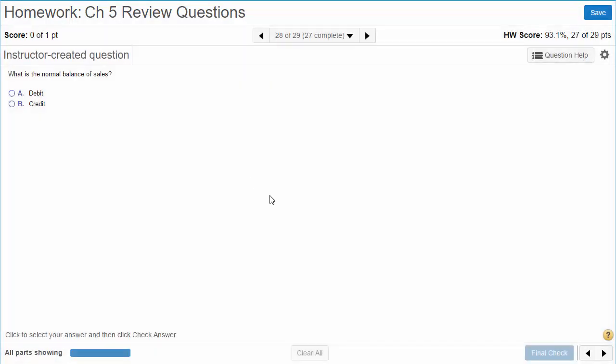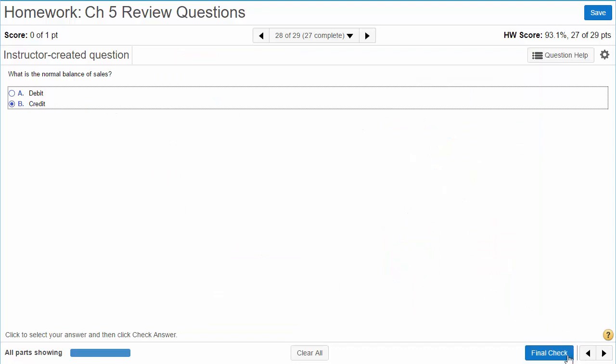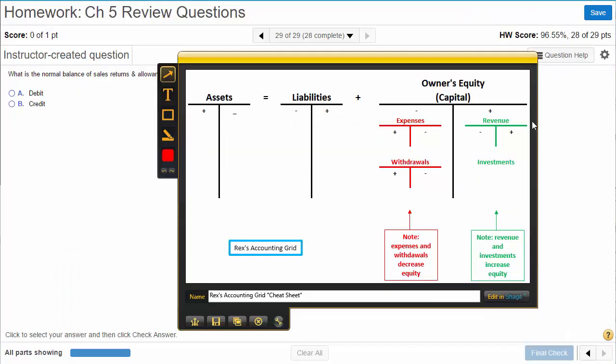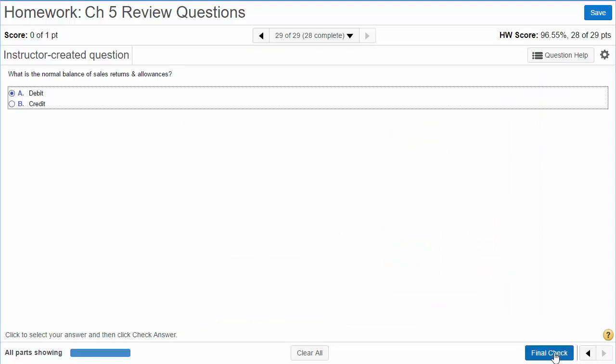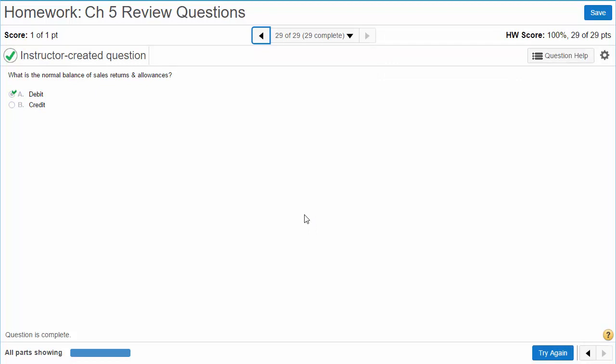What's the normal balance of sales? Sales is the same as sales revenue. Normal balance is always the plus side, so that is the credit. What's the normal balance of sales returns and allowances? Sales returns and allowances is the contra revenue. It lowers revenue, so its normal balance would be the debit side because it's opposite the revenue. And that's it.